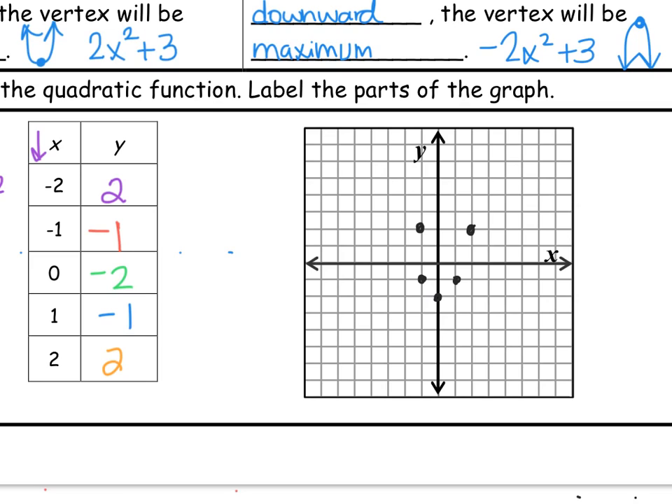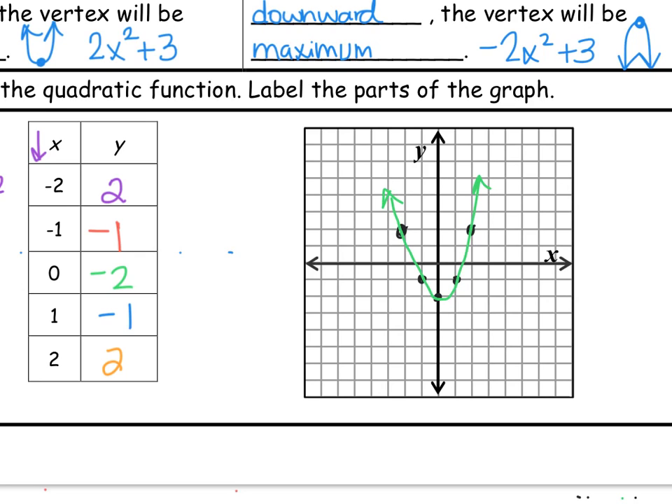This point right here is in the wrong spot, and it should be right here. Let me see if I can erase that. Yep, it's in the right spot now. And then we're just going to trace it. A parabola is a curve, so we don't make a perfect V. It has a curve on the bottom.